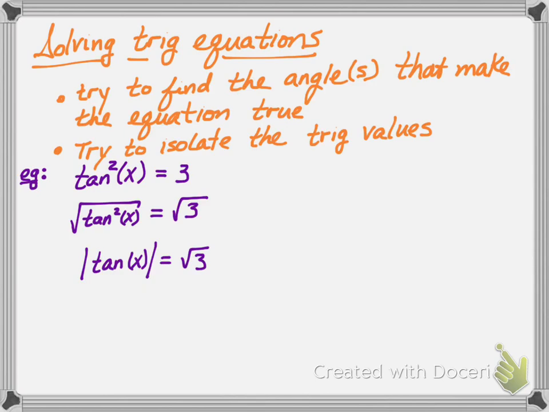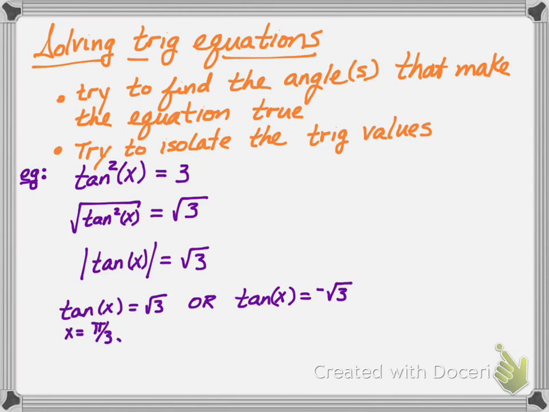So the absolute value of tangent of x has to equal the square root of 3, which means that tangent of x either equals the square root of 3 or tangent of x equals the negative square root of 3. And there are 4 places where these are true. Either x equals pi over 3, 2 pi over 3, 4 pi over 3, or 5 pi over 3.